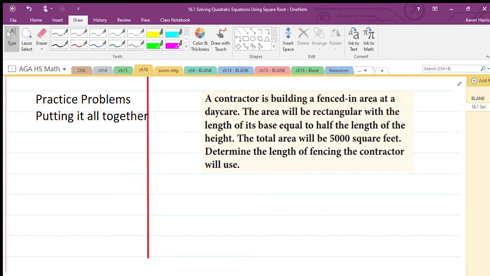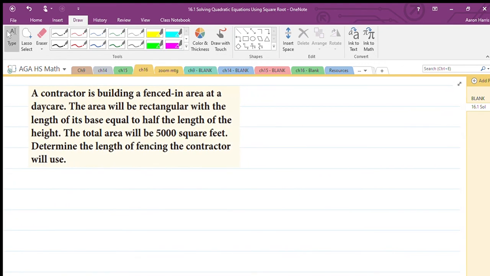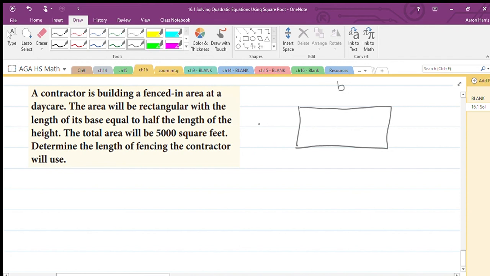Okay, practice problems of the day. Let's put it all together. So real world example, a contractor is building a fenced in area at a daycare. The area will be a rectangle. Let's draw that out. So here is our rectangle. Okay, so this is going to be the base. This is going to be the height. Okay, so the area will be a rectangle. Rectangle will be rectangular with the length of its base equal to half of the length of the height.